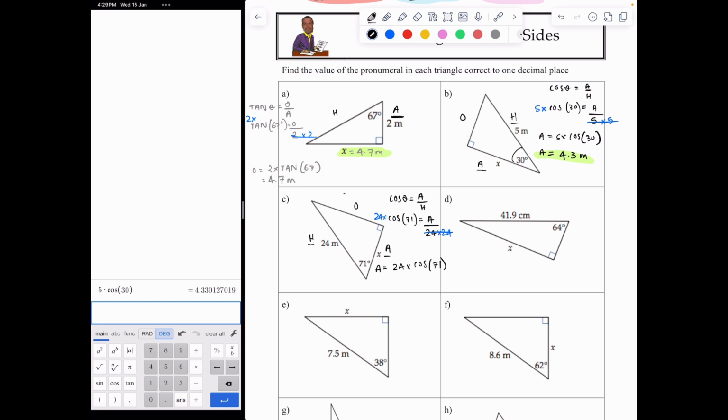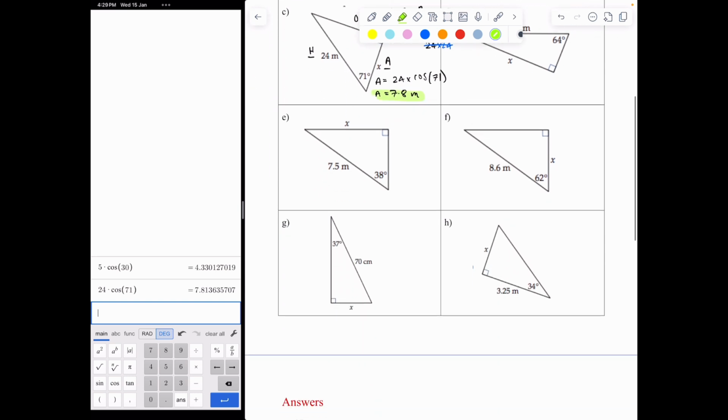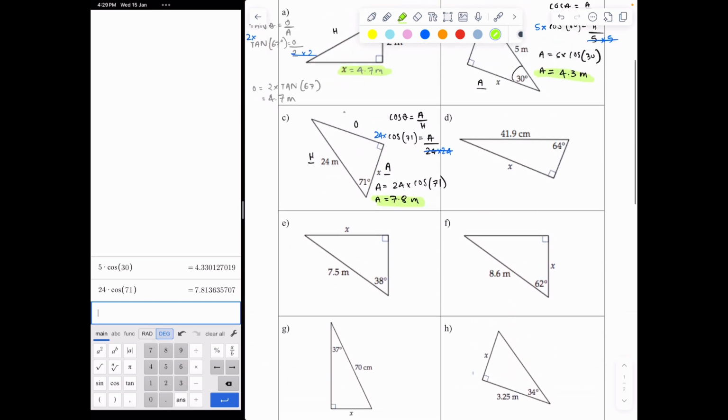Plugging that into the calculator, we've got 24 times cos 71. And that gives us A is equal to 7.8 meters. Let's double check our answer there. 7.8 meters, well done.